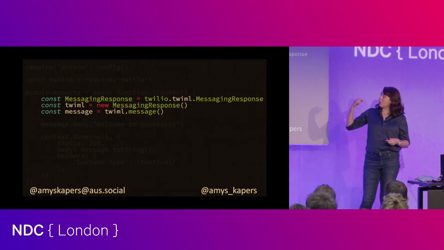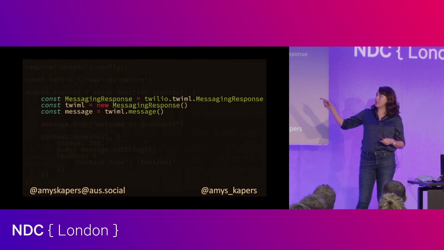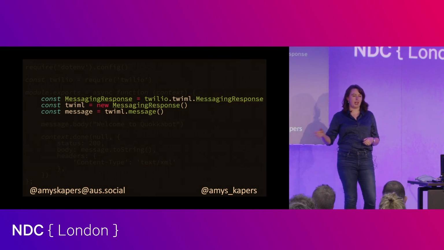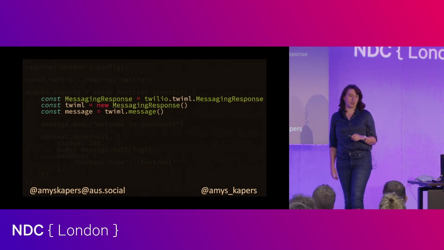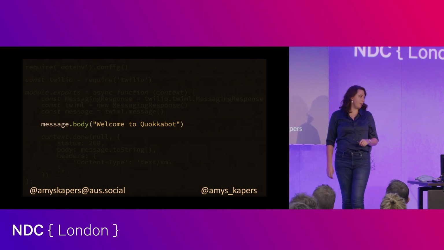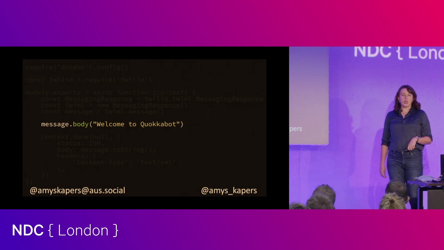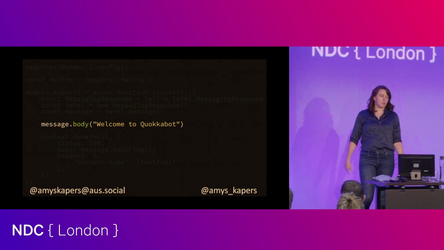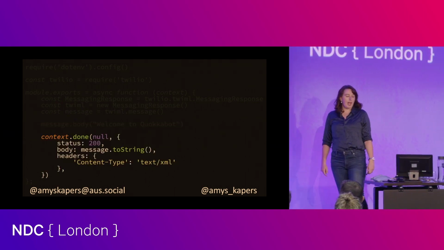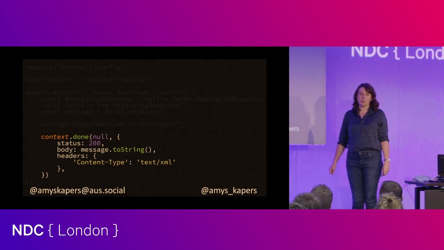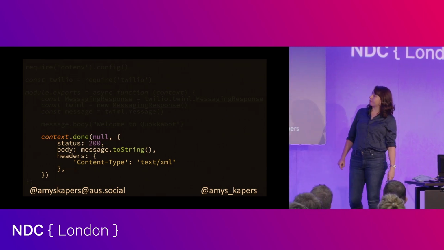We're then going to create a new message response and add a message to that. Now, the docs, which I'll share at the end, have a whole lot of information about these functions and what you can do with them. We're then going to set a body of the message, which for now is welcome to Quokkabot. And at the end, we're going to send that as part of our message.